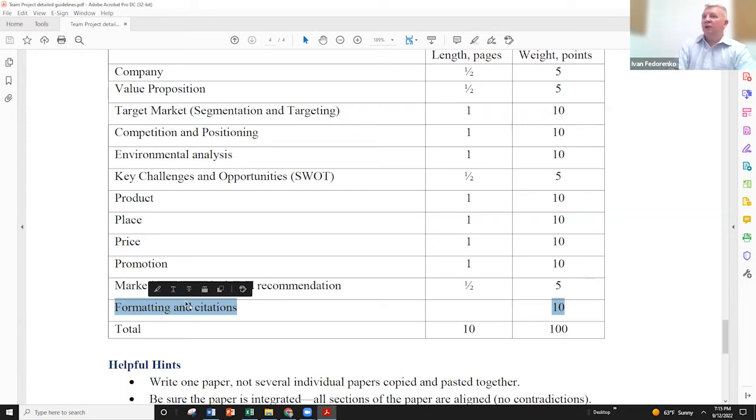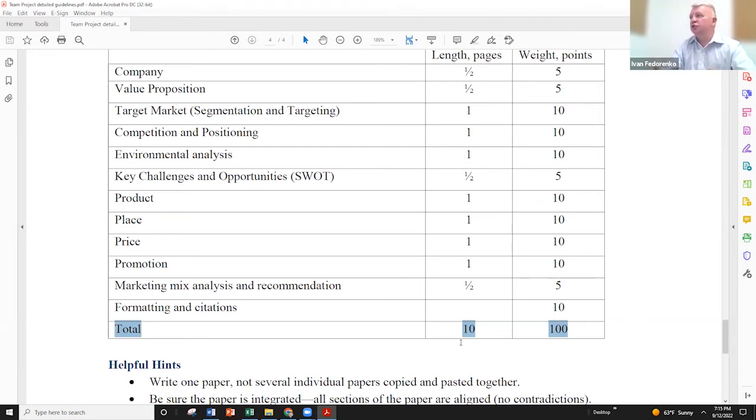Formatting means using appropriate headers so that I can understand what part of your paper I'm reading at every point in time, to keep a clear structure. Controlling for the length of this project, keep it down to 10 pages, not including pictures.